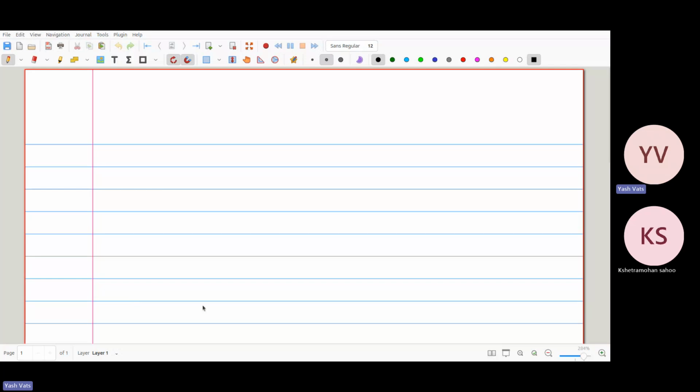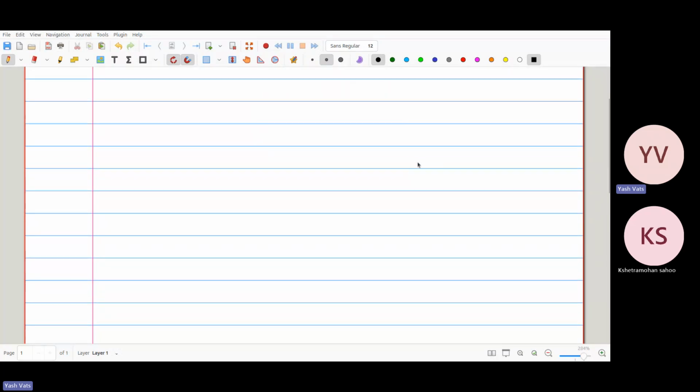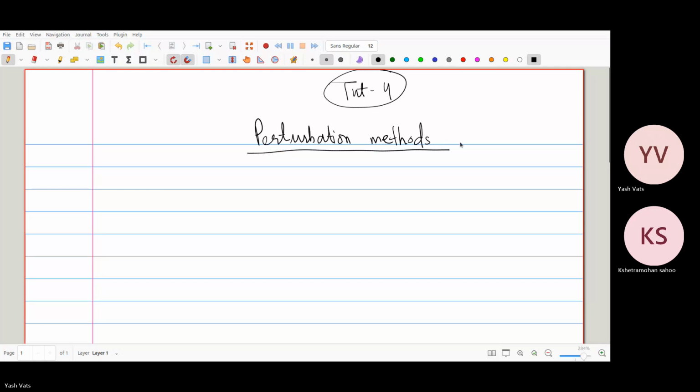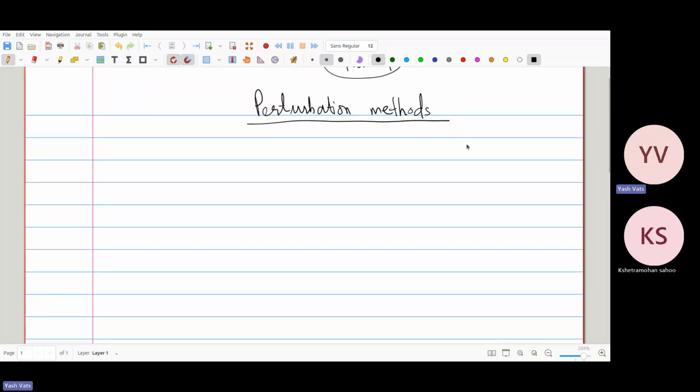So let's start with upcoming lectures, and I will start with perturbation methods. This is your tutorial. So what are perturbation methods? We have to solve the PDEs ultimately, right? Our goal is to solve the partial differential equation in the last. But what we are going to do today is just describe how to find the solutions.